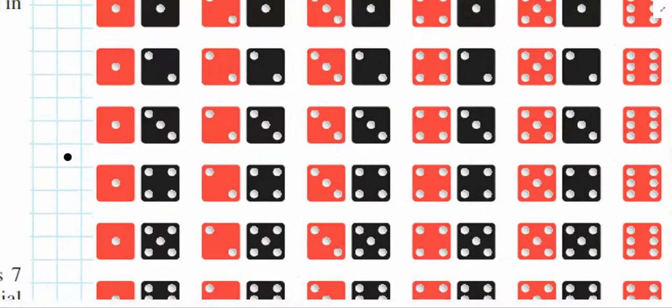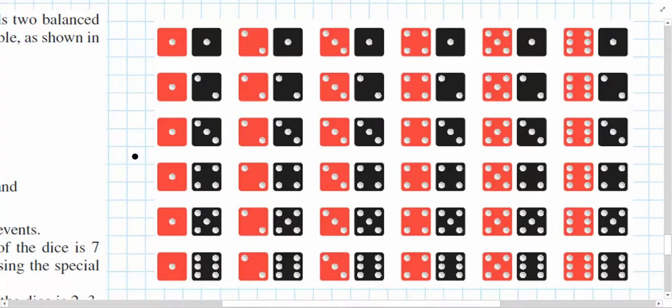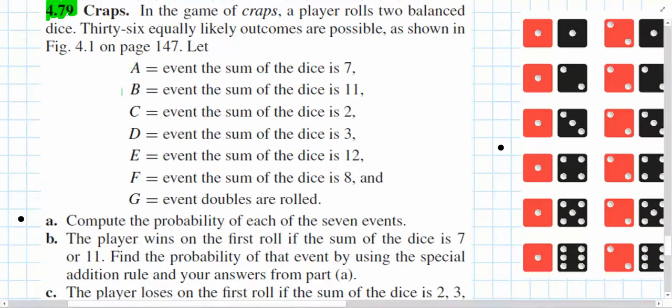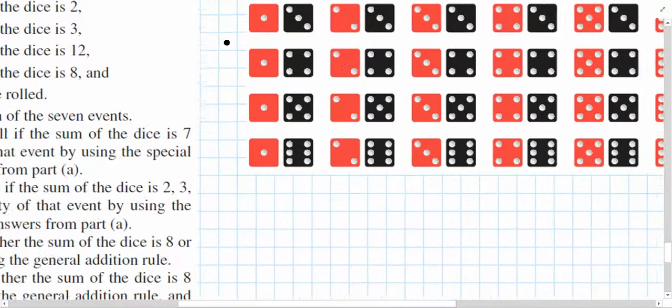So we saw this earlier. This is a list of all of the outcomes of two fair dice. We're going to identify the following events, A through G. So pause the video and read through those if you need to. We're going to look at these events here, and part A asks us to calculate the probability of each of these events right off the bat.